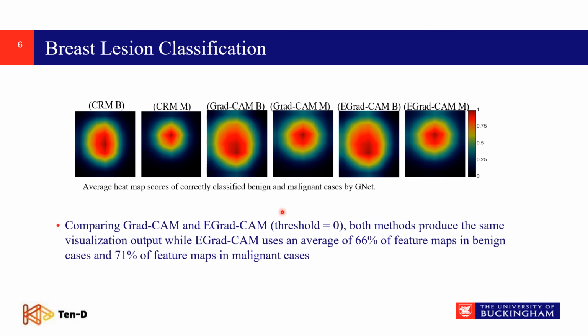And also when we compare GradCam and eGradCam method with threshold 0, we can see both of the methods produce the same visualization output, while eGradCam uses an average of 66% of feature maps in benign and 71% of feature maps in malignant cases.